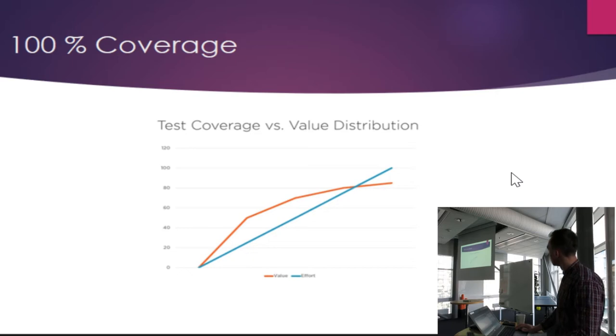And this is data which shows test coverage versus the value of this coverage. I've copied it from a Pluralsight course, and it shows that if you achieve 80% of code coverage, then the effort is similar to the value it introduced. But after that, when you want to achieve 100%, the value doesn't grow, because most of those tests will test some kind of trivial code which won't break anywhere.